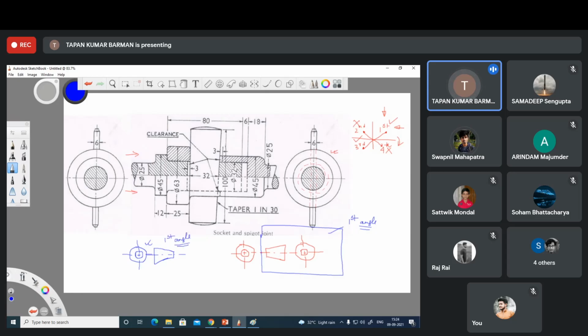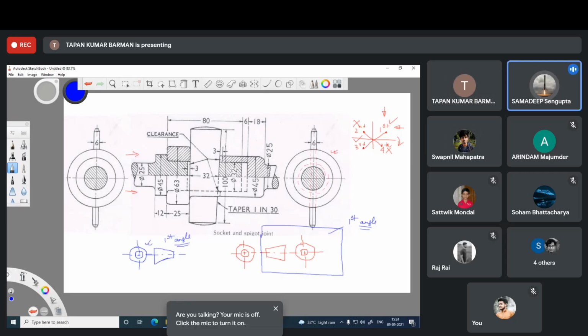Is there any difficulty to understand this thing? Whether it is first angle or third angle? No, sir. In our viva also I asked the question. Sir, what does this first term do? Is this a first angle? I did not quite understand which one it is.